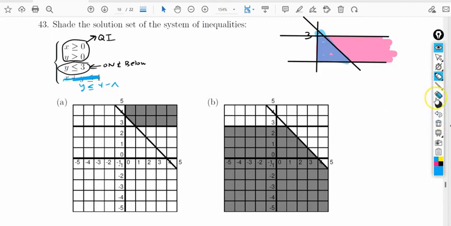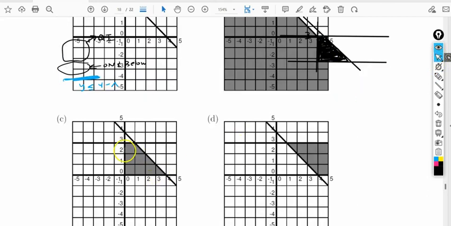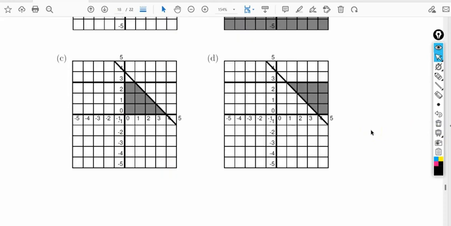So now let me get rid of the colors. I still want these lines. And my answer is going to be this part. We have that in black. I want this. This region here is my overlap. So let's see which one that is. And it matches C. So the answer is going to be C.